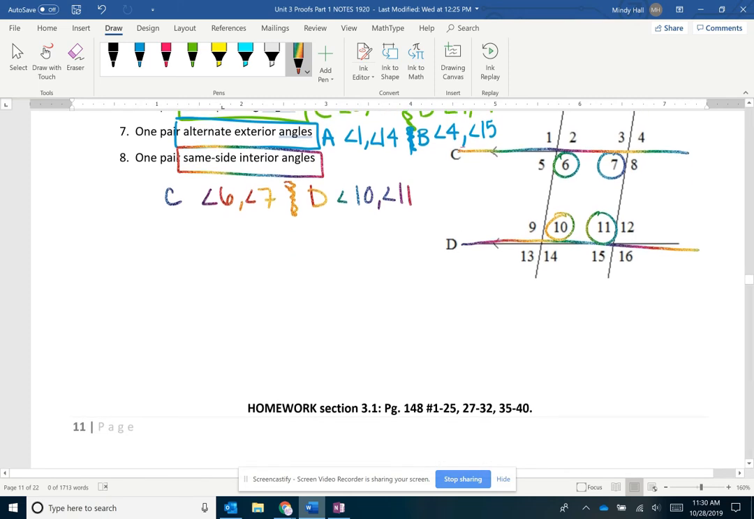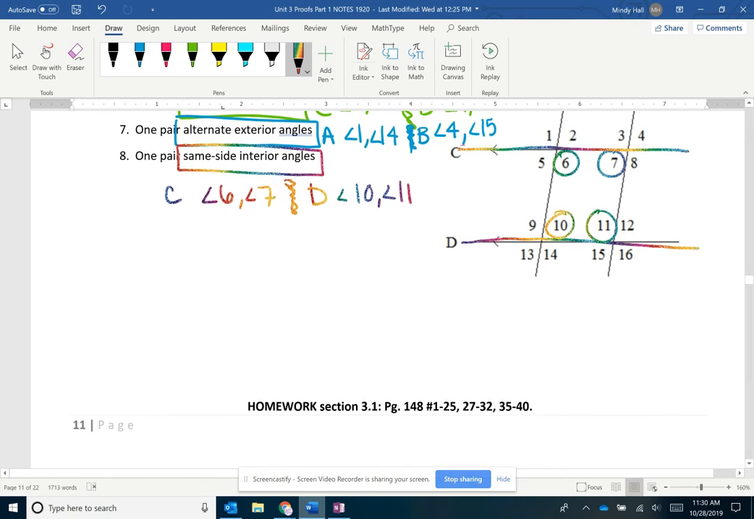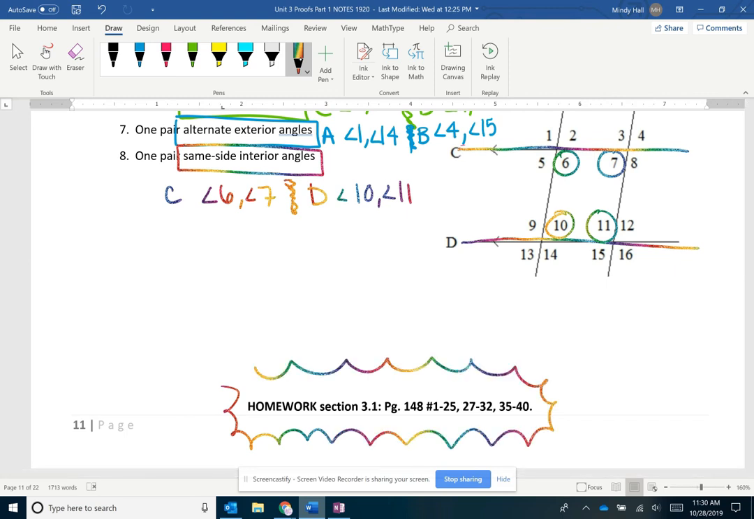So that is the end of this section. So your homework is on page 148, and you can see the numbers there. If you have any questions, feel free to ask.